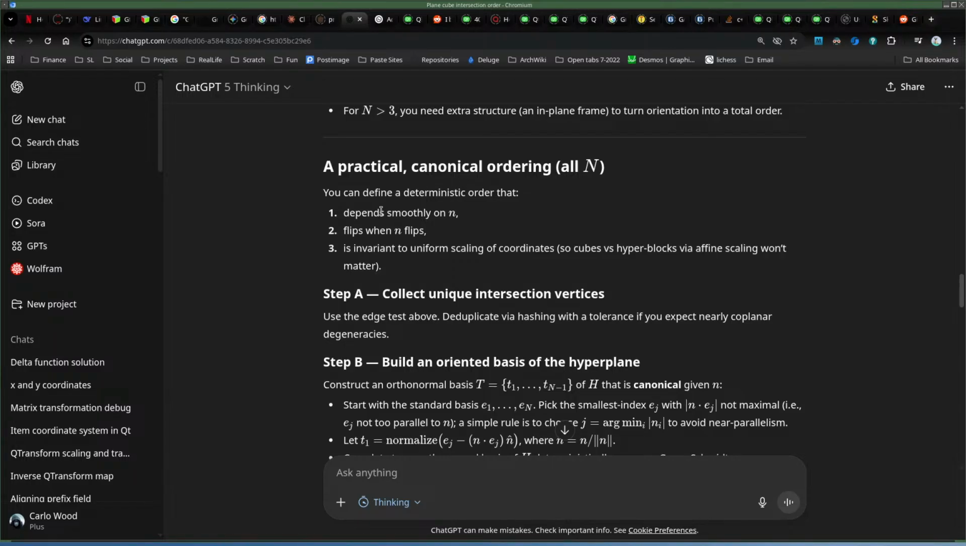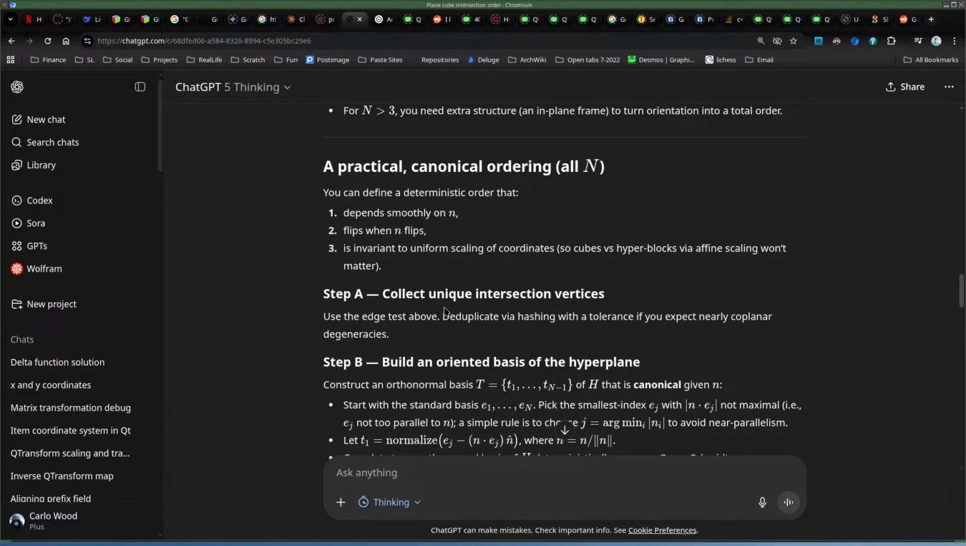Practical canonical order, all n. You can define a deterministic order that depends smoothly on n, flips when n flips. N is the normal, I guess. It is invariant to uniform scaling of coordinates. So cubes versus hyperblock via affine scaling won't matter.